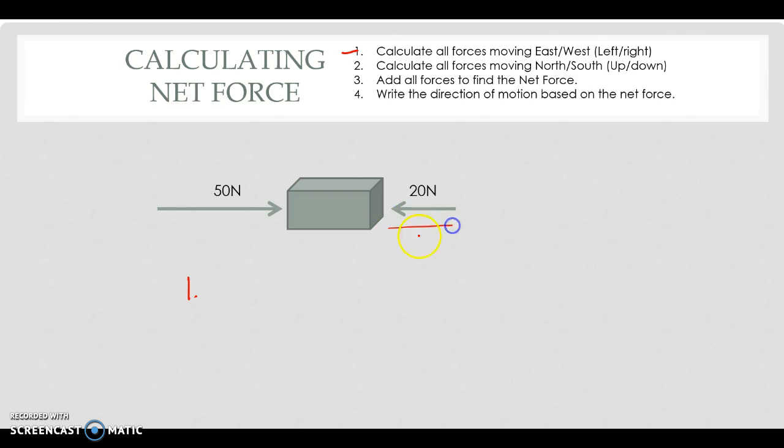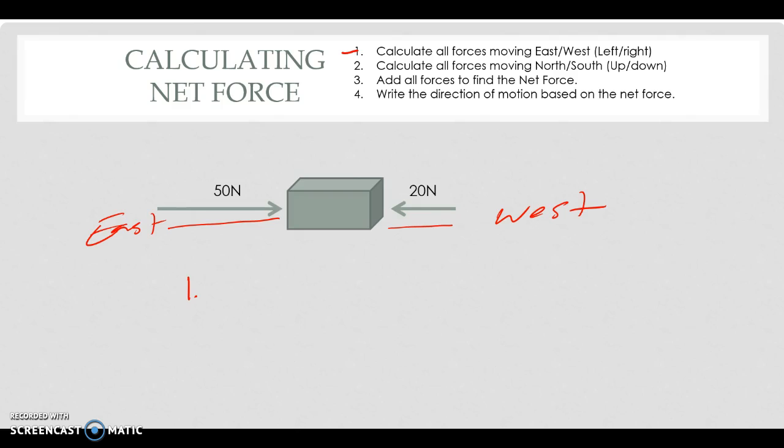Right here I see an arrow that is pointing west, and it's for 20 newtons. And right here I see an arrow that is pointing east, 50 newtons. So to calculate all forces moving east and west, I basically need to decide, do I add these forces together or do I subtract them from each other?